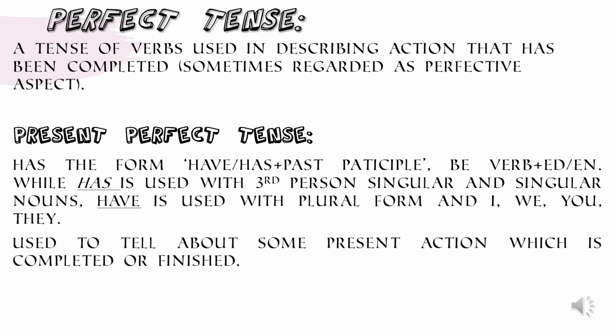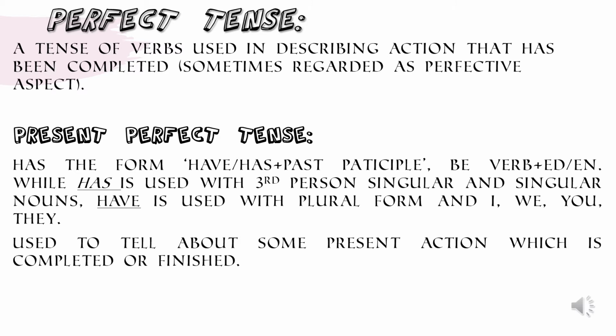Now comes the subtense of third, perfect tense. So what is perfect tense? A tense of verbs used in describing action that has been completed, sometimes regarded as a perfective aspect. So when a verb is used to describe action that has been completed, we call it perfect tense. So the first one is present perfect tense. So what is present perfect tense?